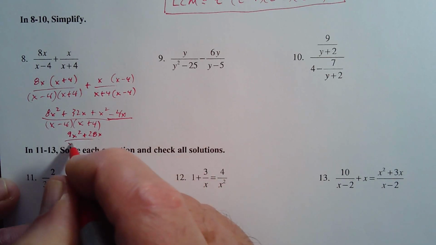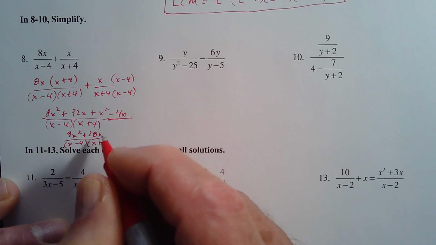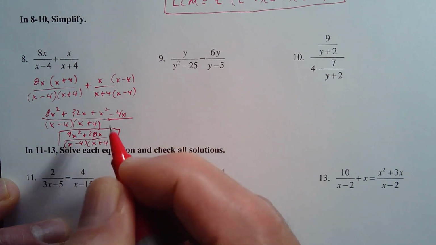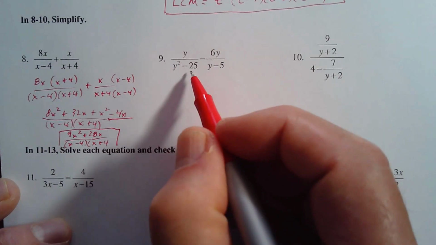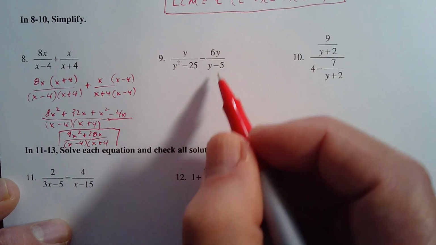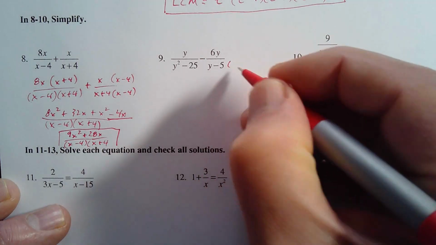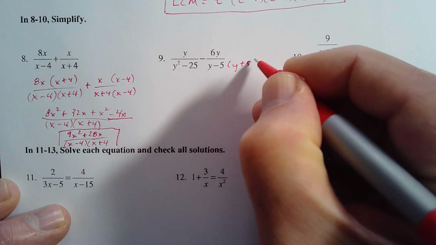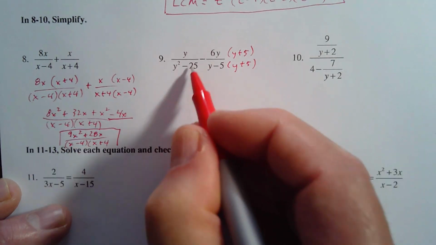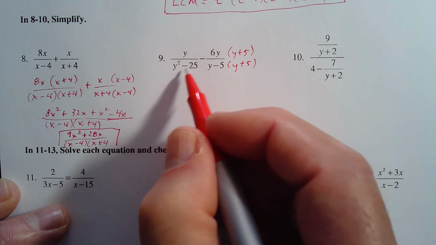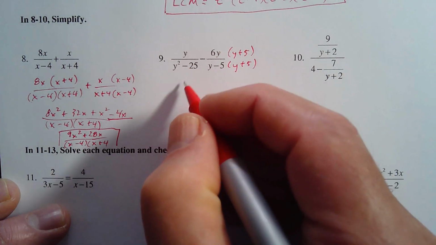And then over that x minus 4 and x plus 4 denominator. So there's your final result right there. All right, difference of two squares, subtracting, and then just y minus 5. So that tells me I'm going to need to multiply top and bottom by y plus 5 for number 9 here. This first fraction, it has the least common denominator already, so I don't have to change that at all.